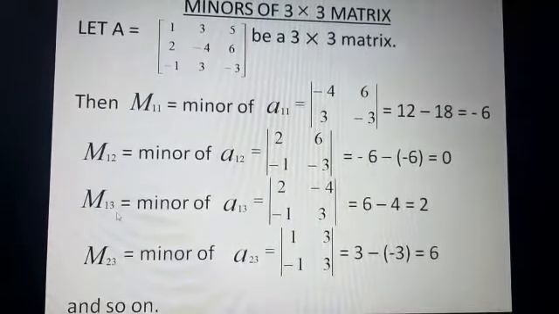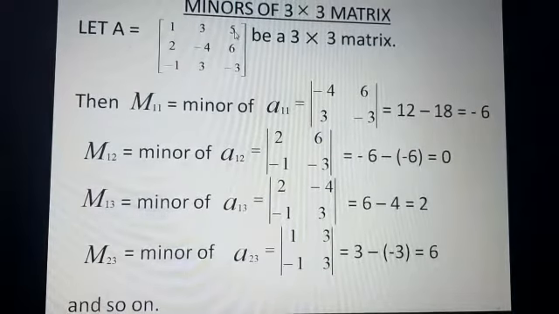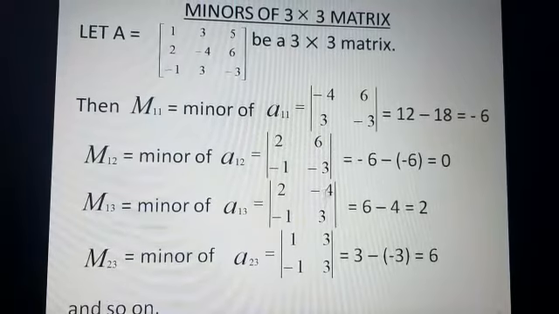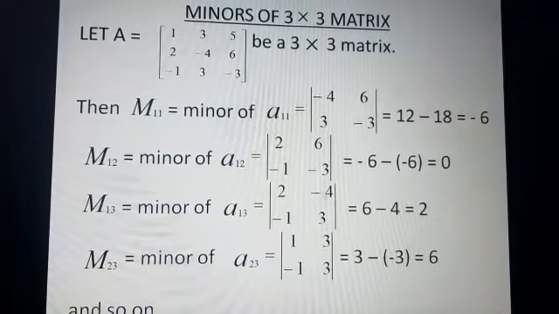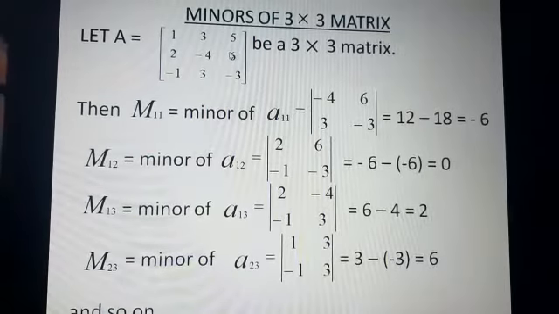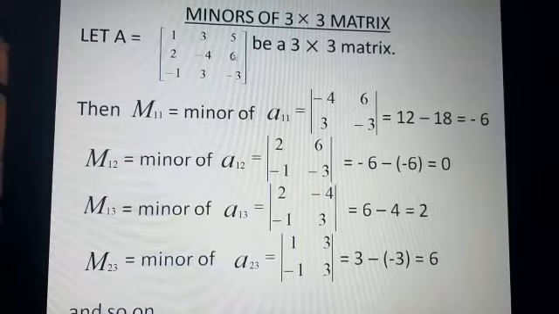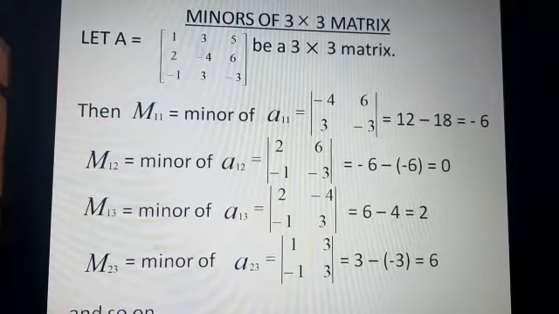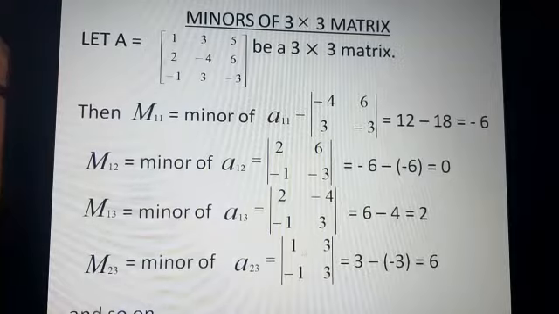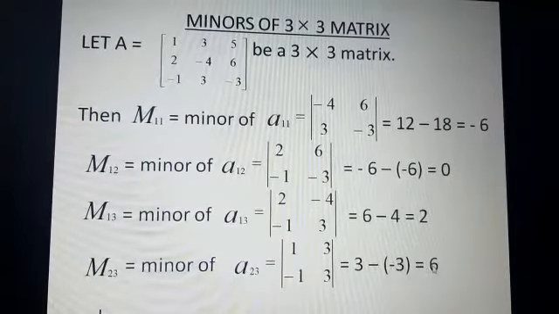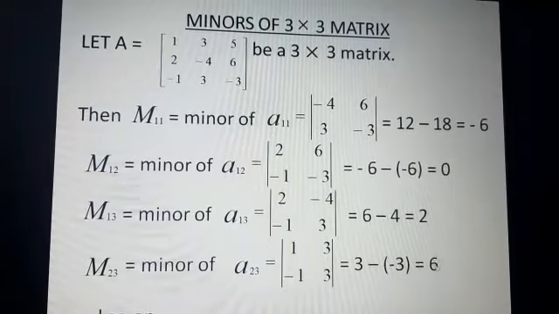Then M13, the minor of A13, after leaving the first row and third column. This is the determinant left: 2, minus 1 and minus 4, 3. So it is 6 minus minus 1 into minus 4, that is 4. So 6 minus 4 is 2. Then M23 is the minor of the element A23. I will leave the second row and the third column, so what is left is 1, 3, minus 1, 3. This is the value of the determinant: 3 plus 3, that is 6.